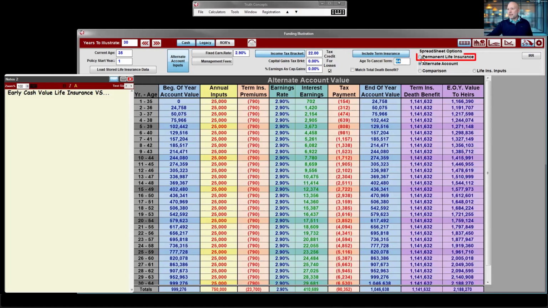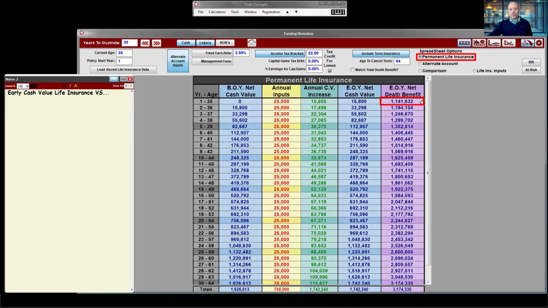And if we switch back to permanent life insurance, see it's that same first year. It's $1.14 million in death benefit. But what I want you to notice is look at the next year, 1.194, and the next year, 1.246. You'll notice that the death benefit in the early cash value whole life insurance policy is growing every single year. And the reason why it's growing every single year is because that's by design. I designed this contract in such a way to take advantage of a contractual right that you have, which is called paid up additions.